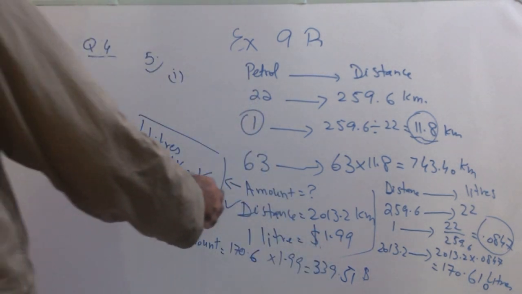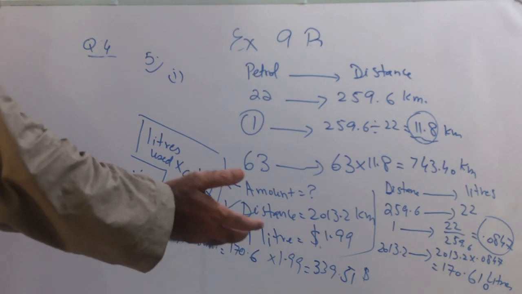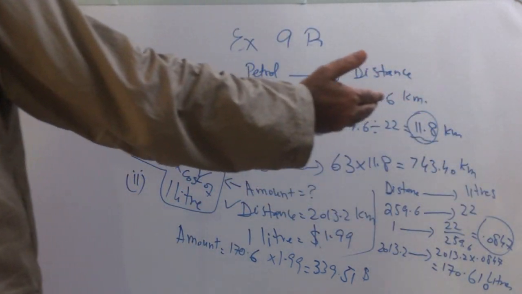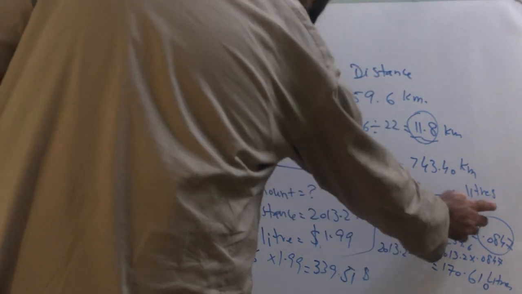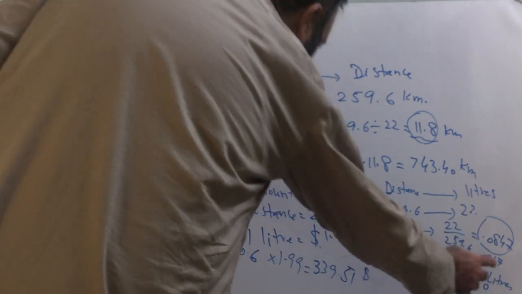Okay, so we know the distance we are covering, but we don't know how much petrol we are using. Petrol will be on the right side because we need to find the petrol first. Distance is this and petrol is this. For 1 kilometer less petrol, more kilometers more petrol.